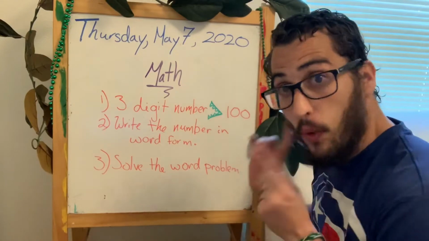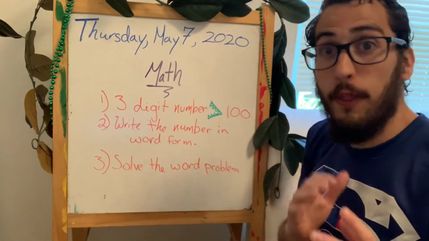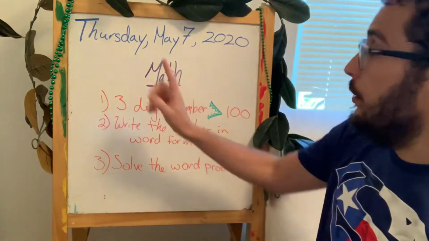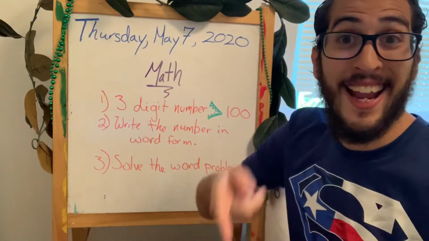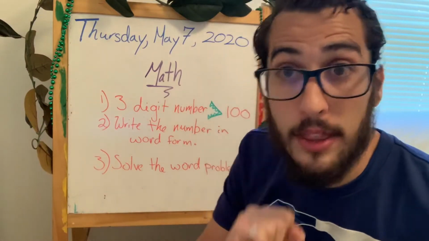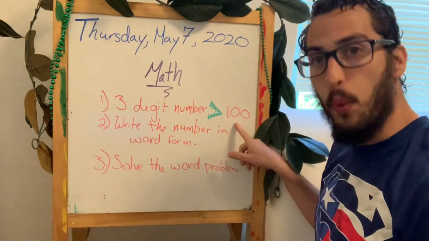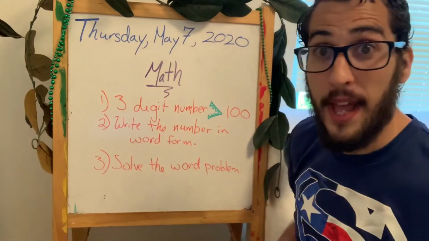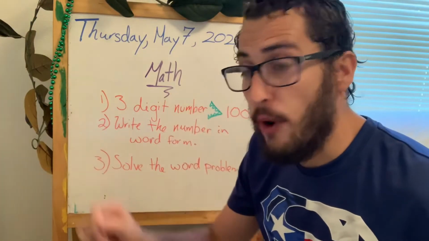So let's do this quick because it's kind of the repetition of what we have been doing these few days. This is the same thing that you did on Tuesday. So today is Thursday, May 7th of 2020, and in math, you are going to create another three-digit number, but this time it has to be greater than 100. You can say más grande que 100. After that, you're going to tell me that number in word form.